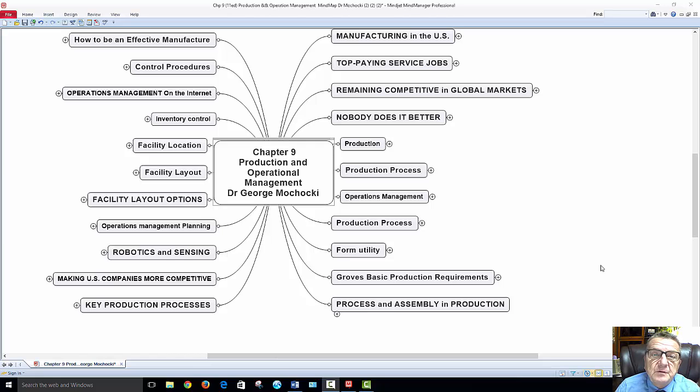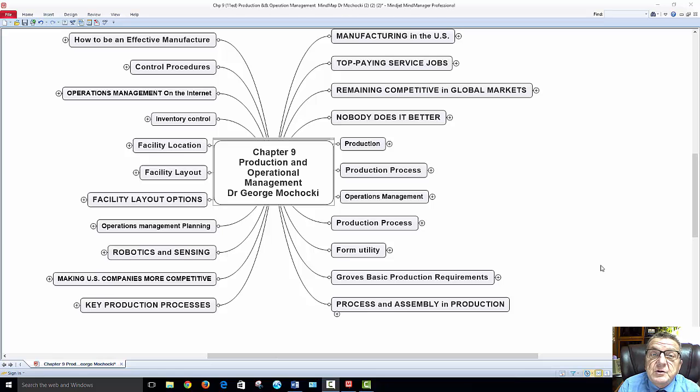This is a series you're taking with me, 21 chapters, and today we're going to be starting chapter 9, looking at production and operational management, from both a service perspective and a manufacturing perspective. There's a lot you're going to find out. Manufacturing in the U.S. is not dead, but has been replaced by the service sector, as most of you know. Most of the jobs and opportunities are in the service sector.